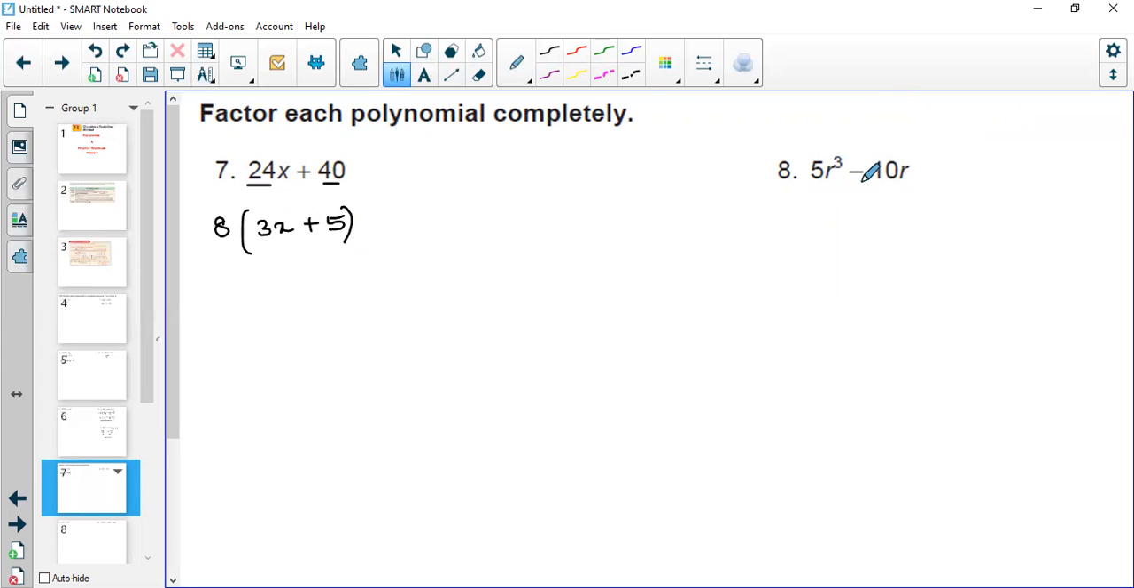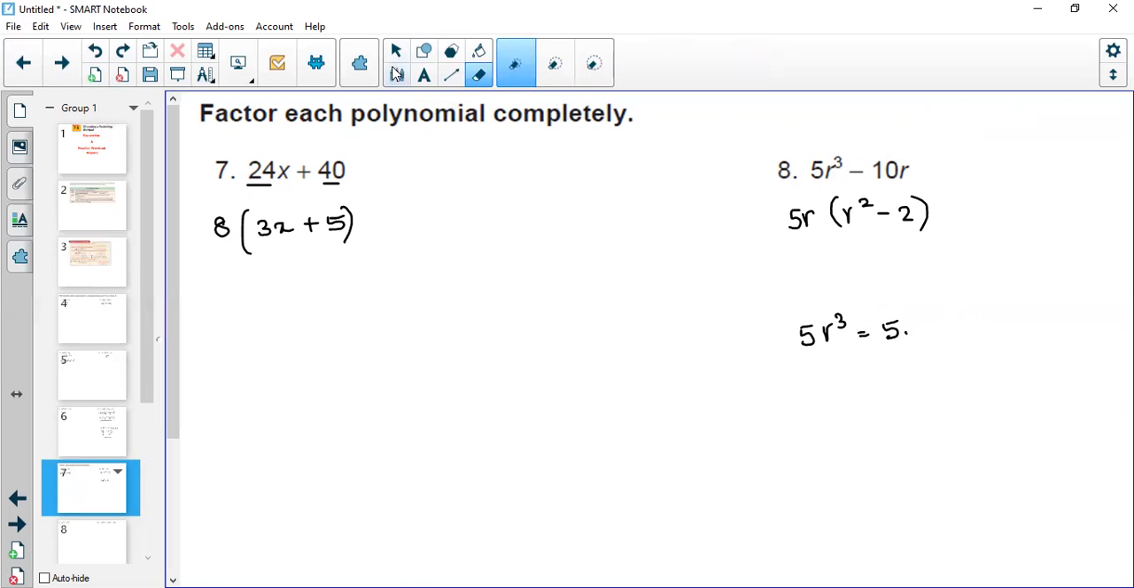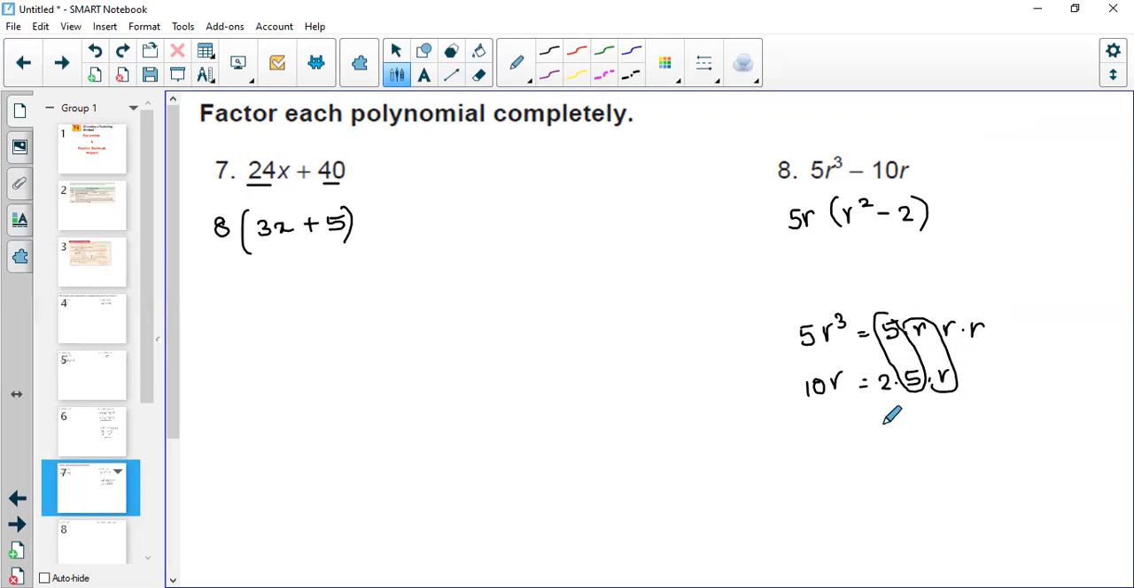Now here it's 5r cubed minus 10r. What is the GCF of these two terms? The GCF is going to be 5r, which will leave you with r squared minus 2. If you're wondering how I got the GCF of 5r, you need to do the prime factorization. 5r cubed is 5 times r times r times r, and 10r is 2 times 5 times r. So we have a 5 common and an r common. So the GCF is 5r. If you divide each term by 5r, you get this as the answer.